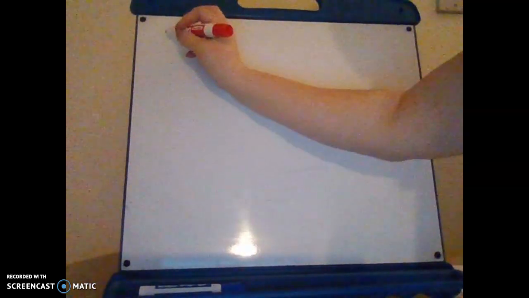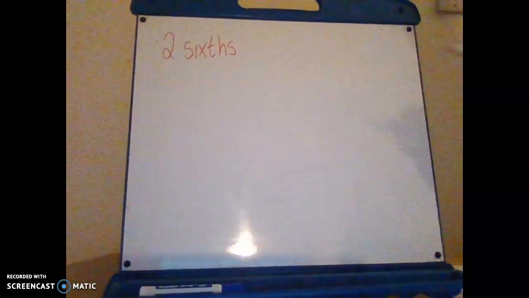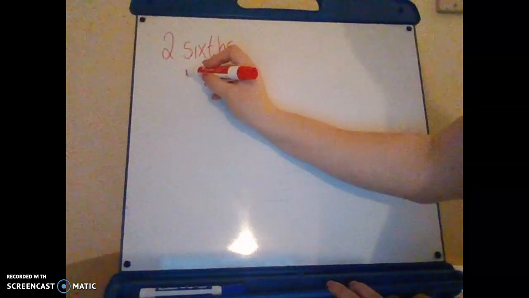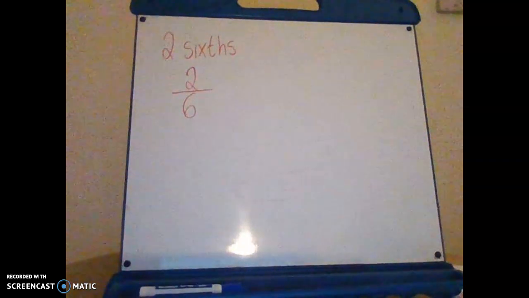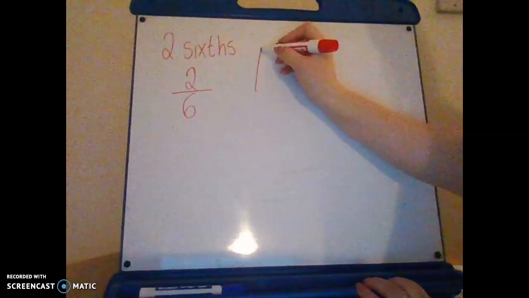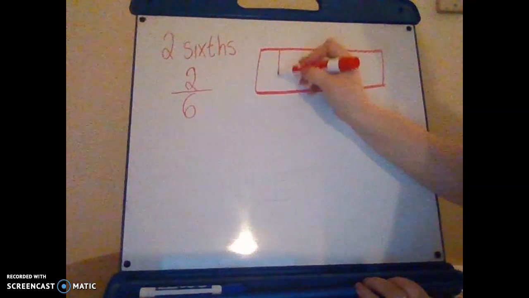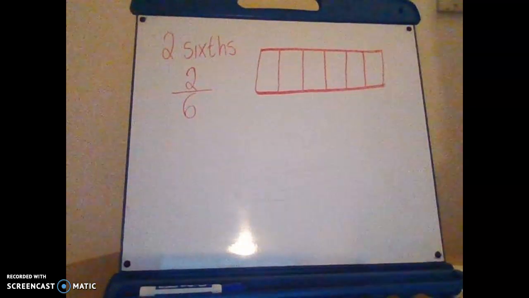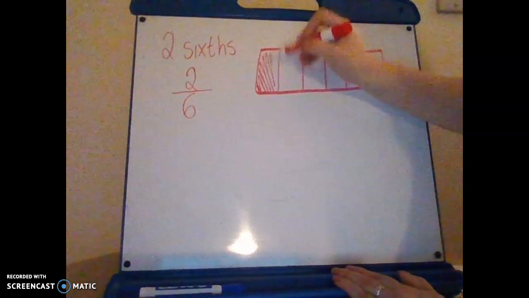So the first fraction I'm going to put up on the board here is 2/6. Okay? Now remember, 2/6 can be written like this. Also, 2 parts that are being counted for, 6 equal parts in the whole. All right? And let's look at this. 6 equal parts. And 2 of these parts are being counted for, so I'm going to shade them in.